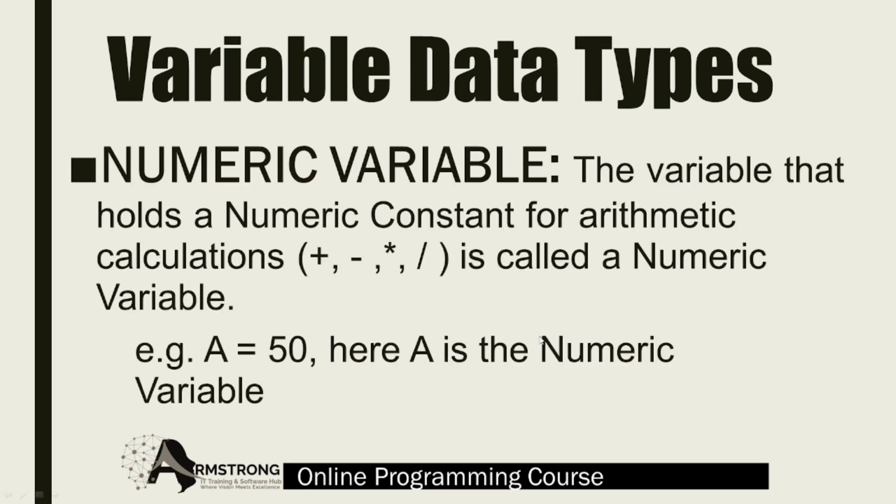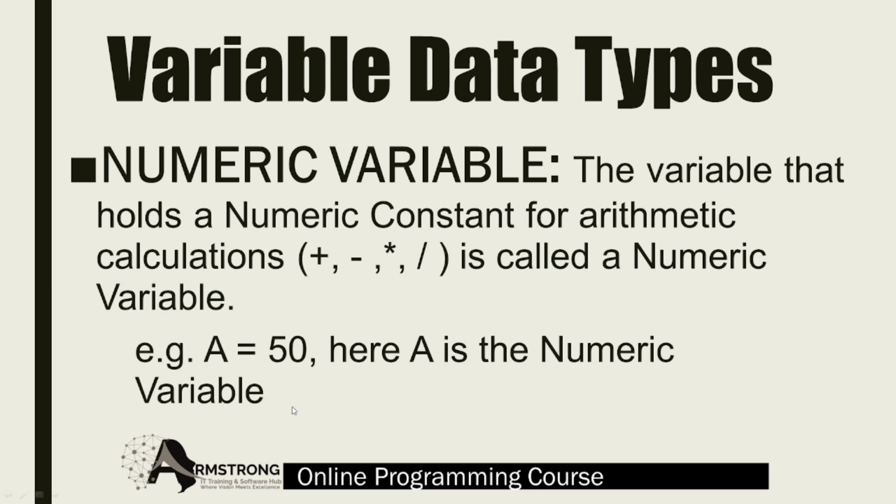So someone may ask, what is a numeric variable? It is a variable that holds a numeric constant for arithmetic calculation. And as you can see here, we have the plus, the minus, the multiplication, the division. These are called numeric variables. A typical example is what you see on your screen, where we have A is equal to 50. Which means that wherever A is located in the program, it is treated as a numeric variable.